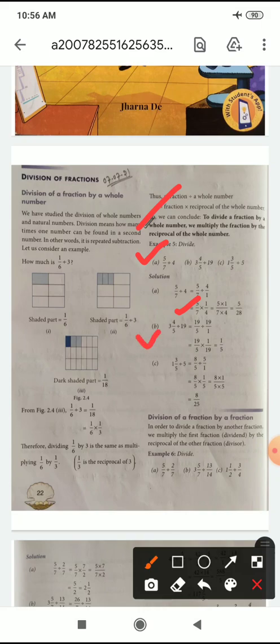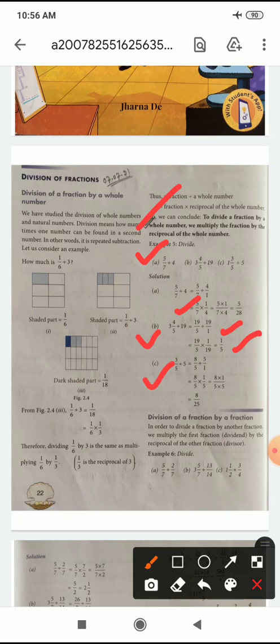Like this, see another example: 3 whole 4 by 5 divided by 19. Here this is a mixed fraction, so you convert it into an improper fraction, that is 19 by 5. Okay, then we multiply by the reciprocal of 19, that is 1 by 19. Like this you see.